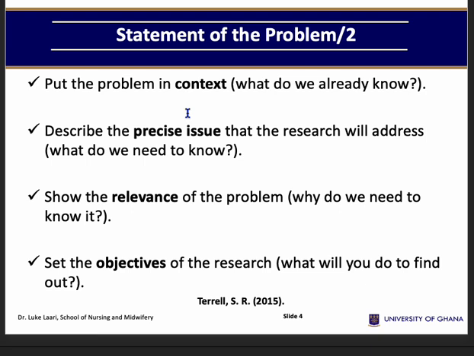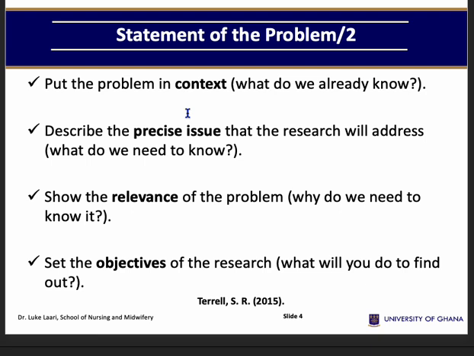And now you will answer the question, why do we need to know it? So you said, we already know this. You said we need to know this. Why do we need to know that? So you need to tell us the relevance of the problem. So you'll be talking about what will happen if we don't know. What is likely to happen if this thing persists? If you don't get the treatment for diabetes, what will happen?